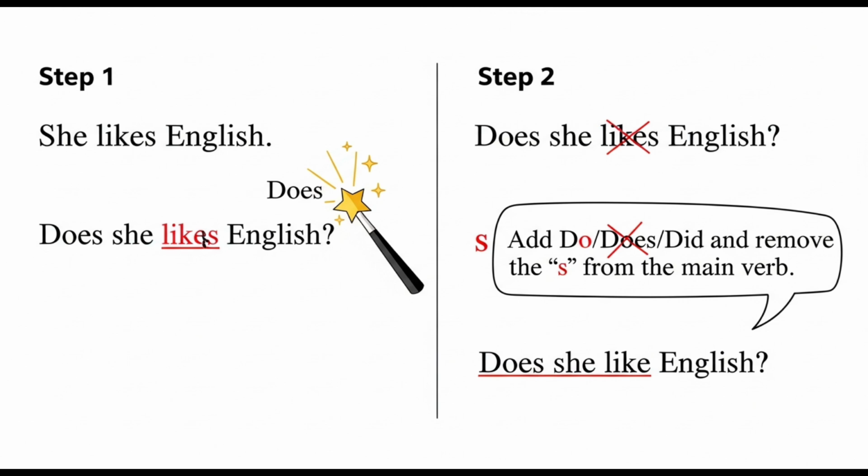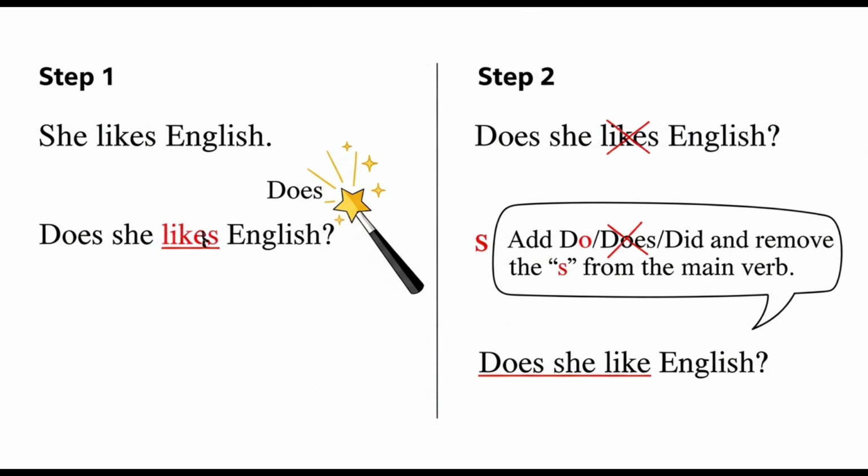So what does the sentence look like when it's a question? It becomes, "Does she like English?" "She likes English." "Does she like English?" So we did two things. First step, we added does. Second step, we change the verb. We take off the S. "Does she like English?" So that's how we make type 3 yes-no questions. It's different than type 1 and type 2.